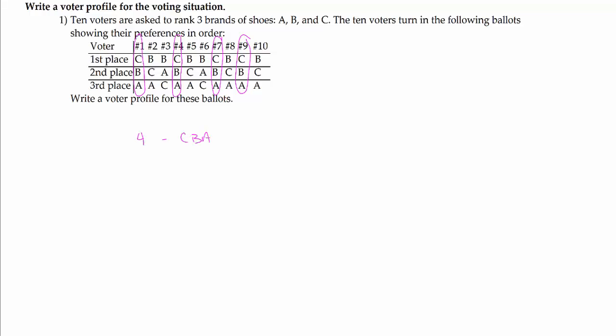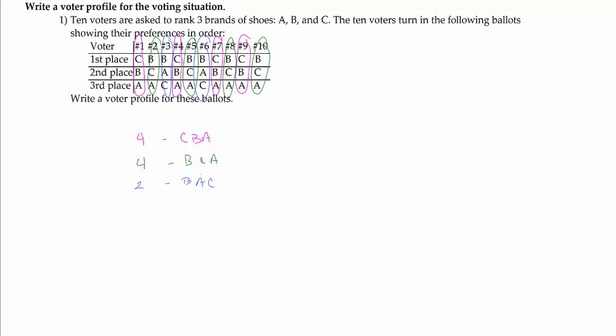Now let's look for other matching ones. For BCA, I have another BCA here, here, and here. So I also have 4 of them that voted the order B, C, and A. And lastly, I have BAC and BAC. So 2 of them voted BAC. So those are the 3 preferences.